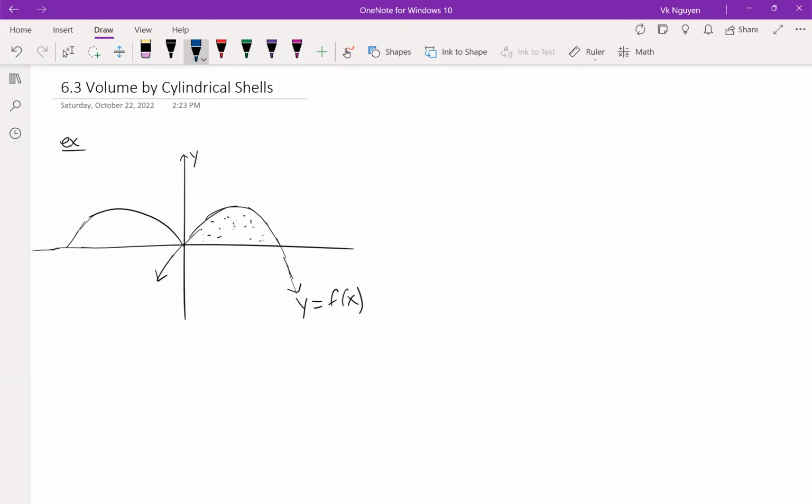Well, usually we would try out a sample stripe like this. And when we rotate this sample stripe, we're going to get a washer. How do we figure out the volume of this washer? Sample washer.